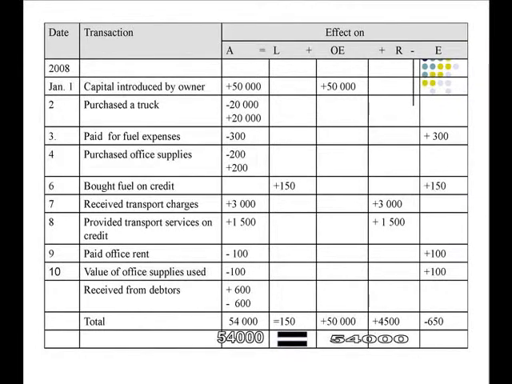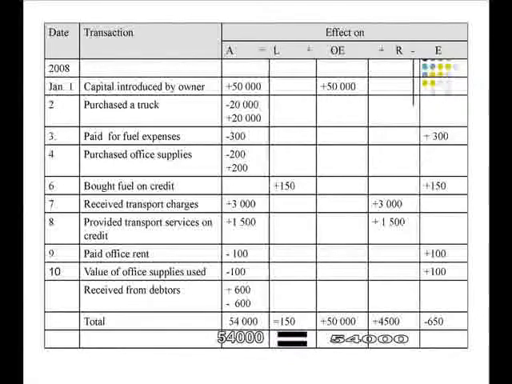Therefore, supplies is an asset, and at the end of the period, you recognize the value of supplies used for the business. So then we recognize expenses. Purchase of supplies: asset increase and another asset decrease. Cash decreased by 200.